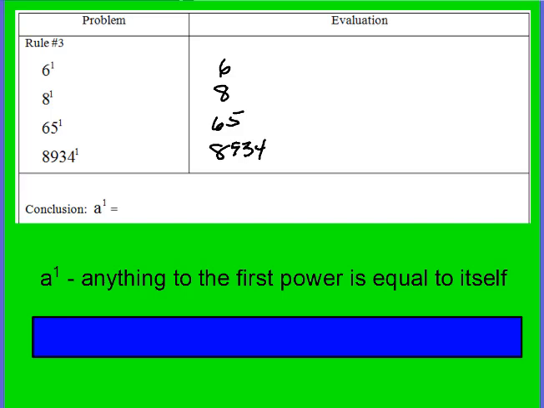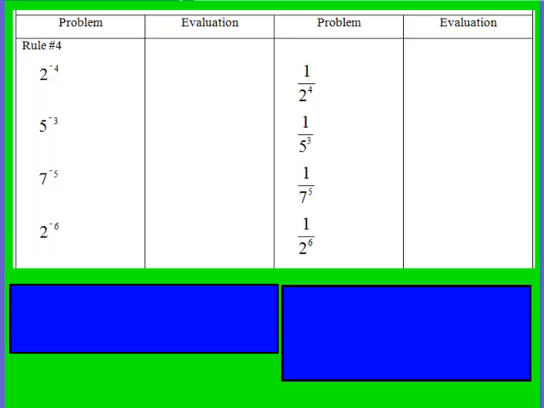Right? So now we come to one of the hardest ones, and this is the hardest one to deal with. So this one is, what happens if my exponent is negative? That's going to be the tough thing. So what I'd like for you to do, we're going to do 1 or 2 of these together real quick, and then I'm going to have you do a few of them on your own.